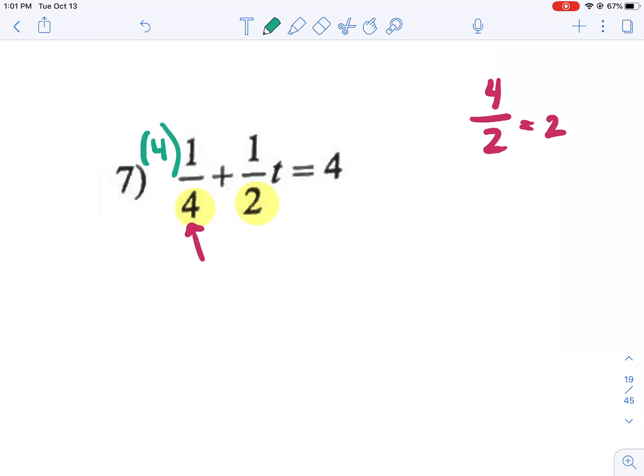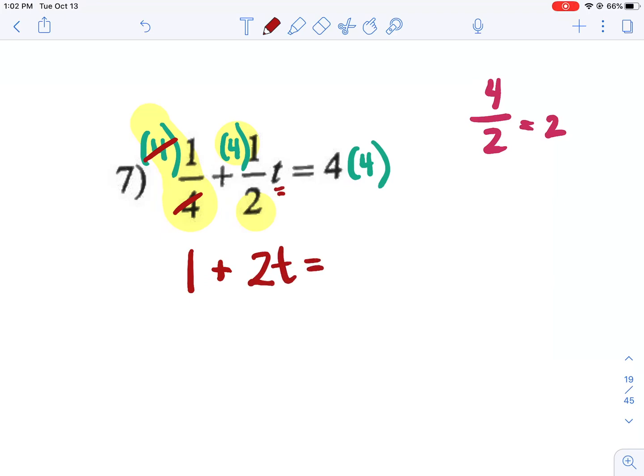If I multiply this by 4, this by 4, and this by 4. And we're allowed to do this because I'm doing it to every part of the equation. What's going to happen? 4 divided by 4 right here, those are going to cancel out. So I'm just left with 1. Bring down my plus sign. Now, if we look here, we have 4 divided by 2. 4 divided by 2 is 2, and I don't want to forget I have a t here, a variable. And then 4 times 4 is 16. So what we basically did was divide everything out so that now we can solve for t.